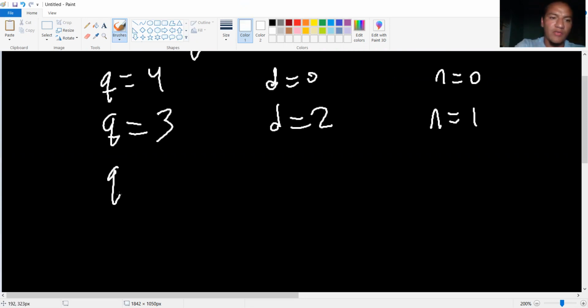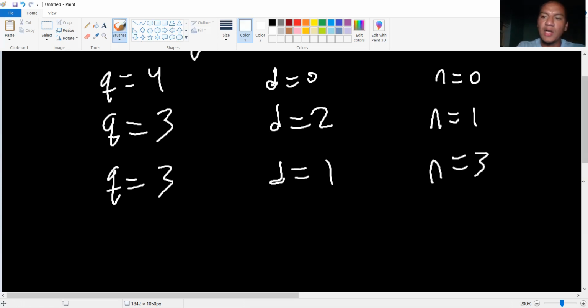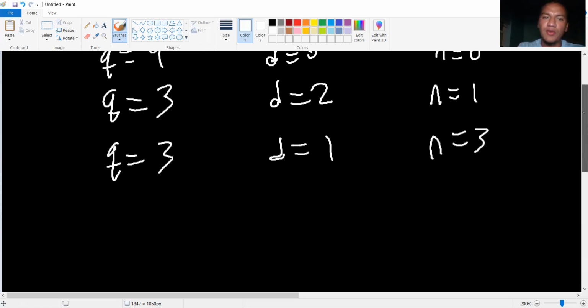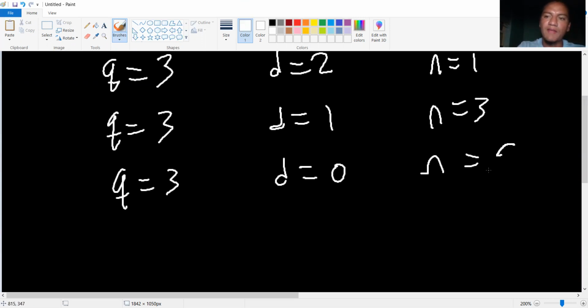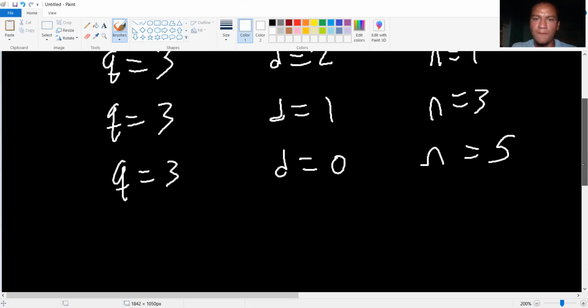Another way would also be if I have, again, 3 quarters, and let's say instead of 1 dime now I have 3 nickels. And another way would be if I have 3 quarters, no dimes, and 5 nickels. You can verify for yourself this is the case.